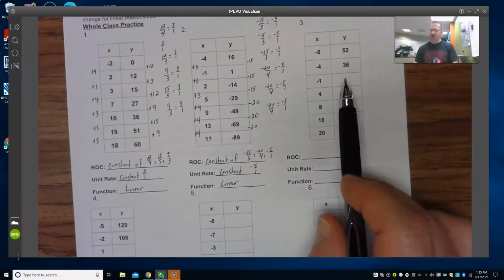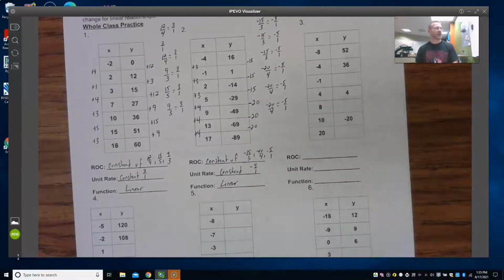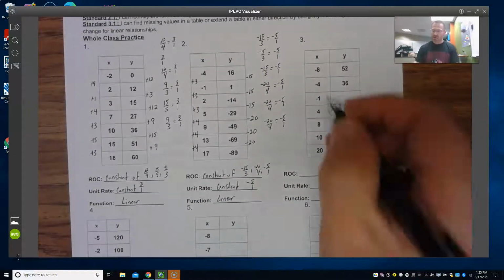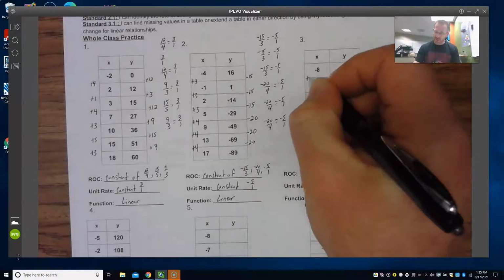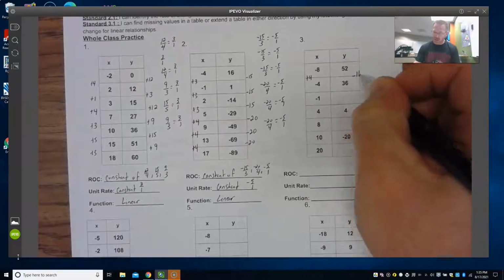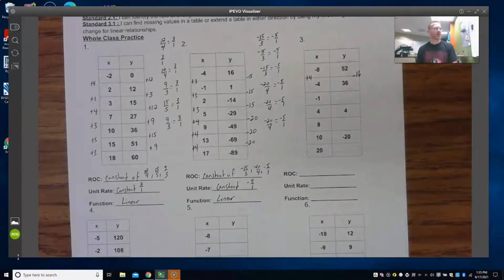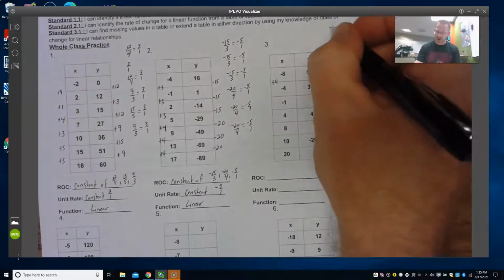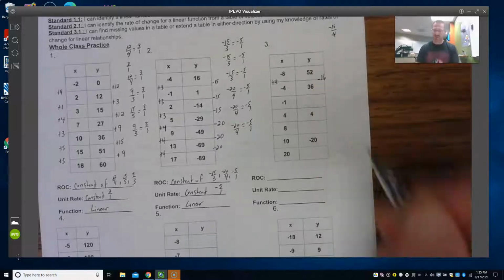So we can see that I'm missing some y values, right? So I'm going to have to be able to use that rate of change, if it's linear, right? If it's a constant rate, to go back in and find these missing values. So let's start with the ones we know. So when I go from negative 8 to negative 4, that's a plus 4. 52 to 36, I go down 16. All right, down 16. So my first rate of change I can see is negative 16 to 4.